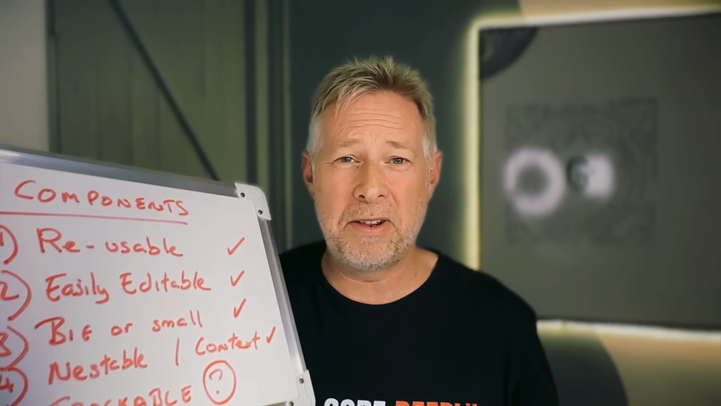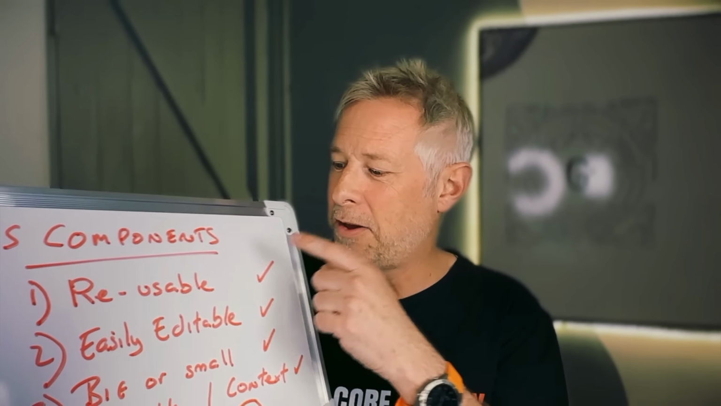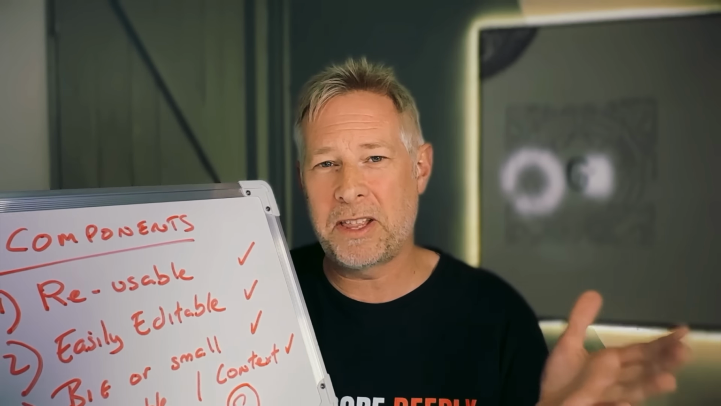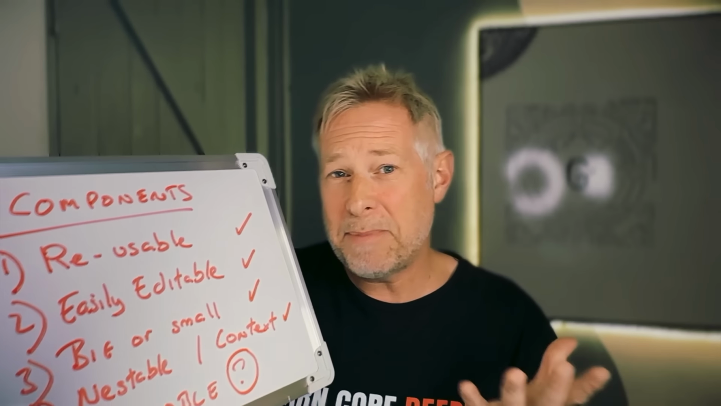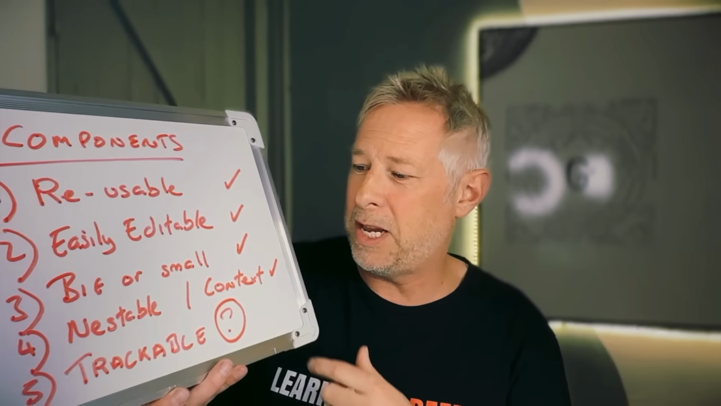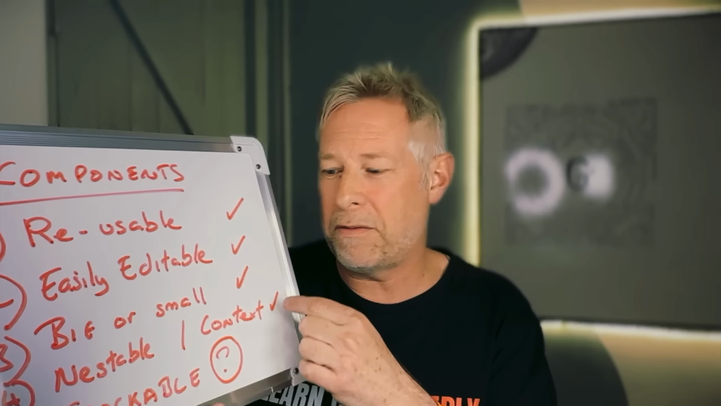There are 5 criteria which I think are really important for components to be useful in a content management system like WordPress is meant to be. Those are: are they reusable? That's a tick. Are they easily editable by the person running the website? These clearly are, because they're built using blocks and block patterns. 3, they can be big or small. So components can be really tiny, or they can be whole pages if you want them to be. Number 4, they can be nestable within other components, and they also can be aware of their context.